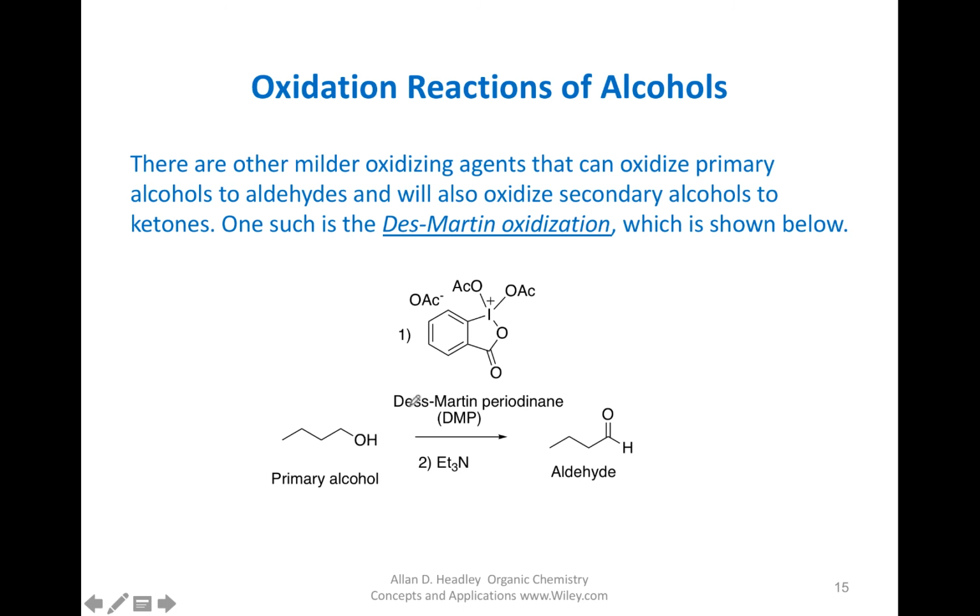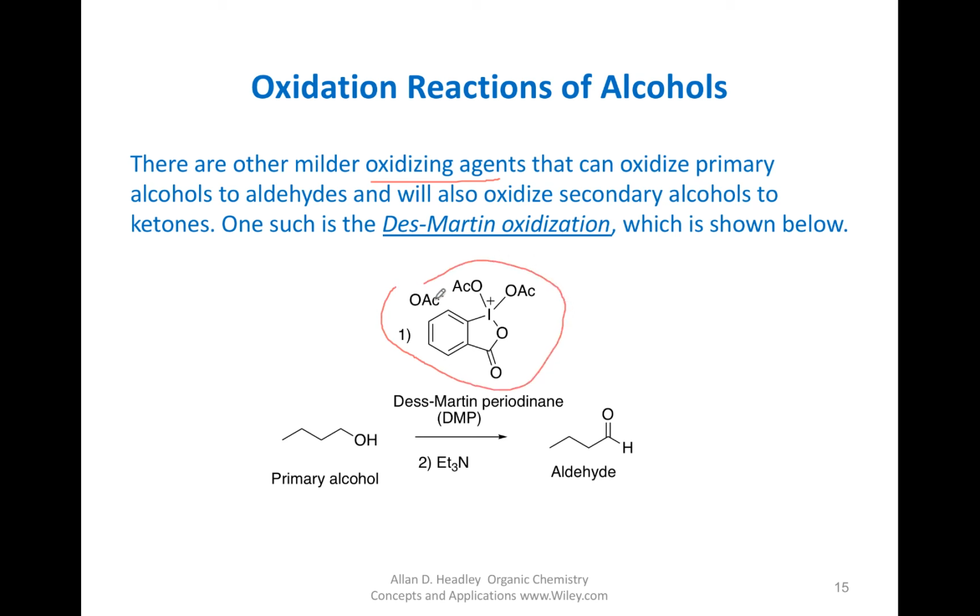There's another reagent, or milder oxidizing reagent, that can be used, and this is called the Dess-Martin oxidation, named after two chemists, Dess and Martin, who developed this oxidation reaction. And here is the main ingredient. It's just called the DMP. Here it is.